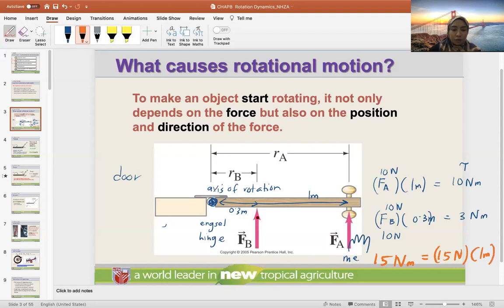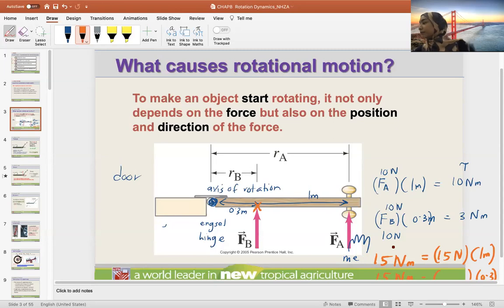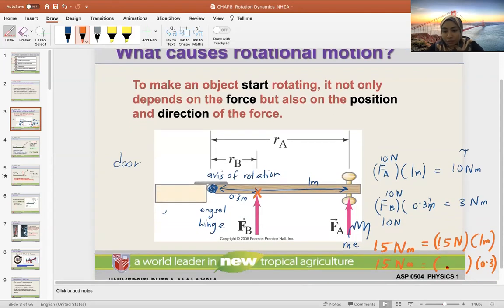And if I want my torque to be 15 Newton meter, but I push it at this point, so 15 Newton meter equals to, I don't know what my Newton should be yet. I know the length should be 0.3 meter. So 15 divided by 0.3 is berapa? 15 divided by 0.3 is 50 Newton. So now, just to achieve the same torque, I have to apply more force.